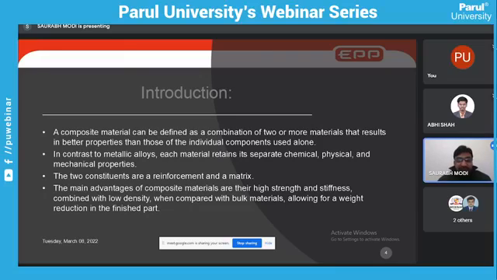If we need something, then we need to do something. It's that simple. You can find the second point, that in contrast to metallic alloys, each material retains its separate chemical, physical, and mechanical properties. So you can use that metal, that alloy, or that material only when you require those properties.